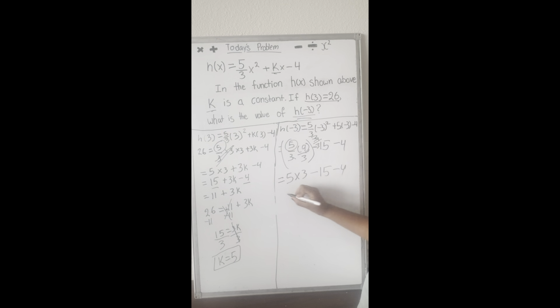5 times 3 is 15. We get 15 minus 15 minus 4. Since this is a positive and this is a negative and they're the same number, they cancel. So h of negative 3 is equal to negative 4. And that is the answer to today's problem.